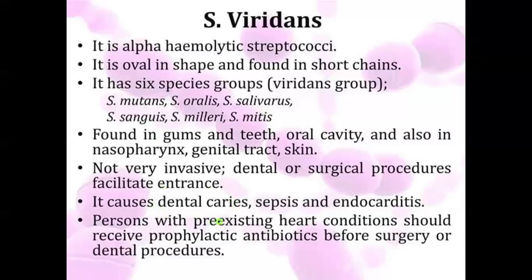So persons with pre-existing heart conditions should receive prophylactic antibiotics before surgery or dental procedures because of this viridans strep. It causes dental caries, sepsis, and endocarditis, but it's usually subacute, meaning that it's not a huge infection that will come with bad symptoms. So it is less pathogenic, if I was to use that word. Yes, I'm done with viridans strep.